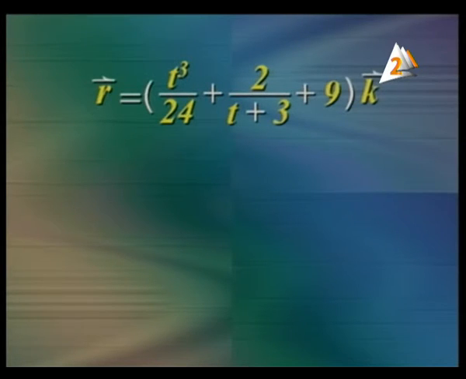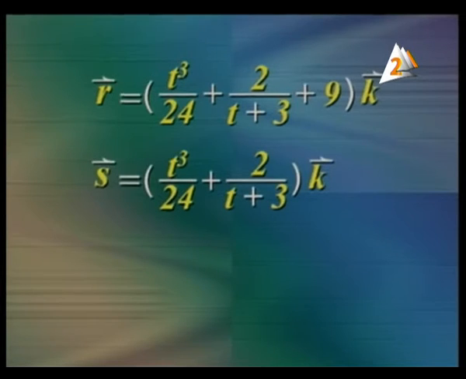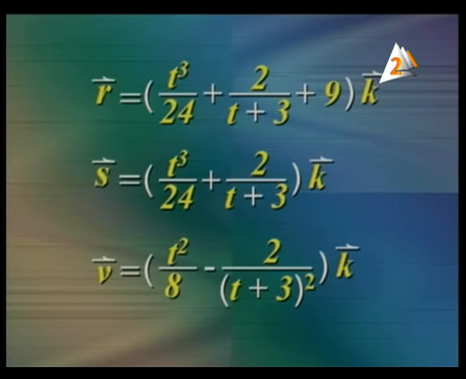Solution. Since r equals t cube over 24 plus 2 all over t plus 3 plus 9 in direction k, then s equals t cube over 24 plus 2 all over t plus 3 in direction k. Then v equals the derivative of t cube over 24 is t squared over 8 minus 2 all over t plus 3 all squared in direction k.